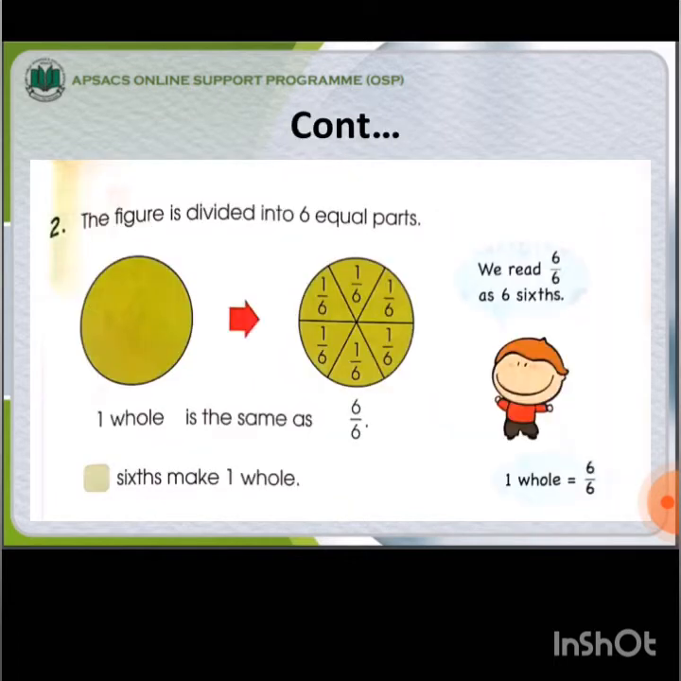Question number 2. The figure is divided into 6 equal parts. So 6 by 6 is one whole number and we will read it as 6/6. So dash 6 make whole. How many 6 will make whole number? 1 by 6, 1 by 6, 1 by 6. Similarly, 6/6 make whole number.